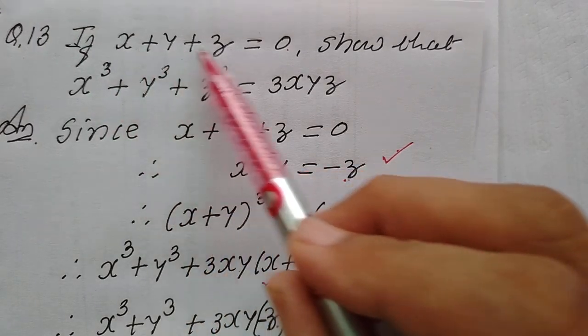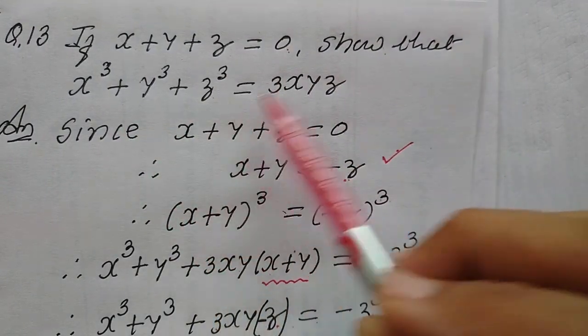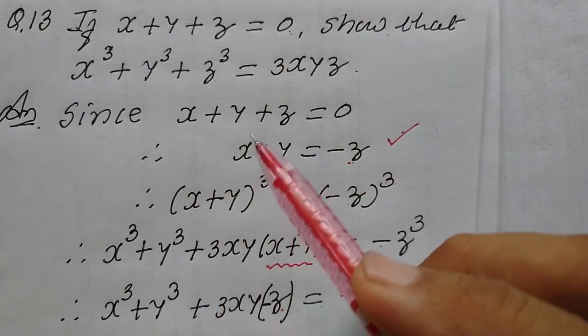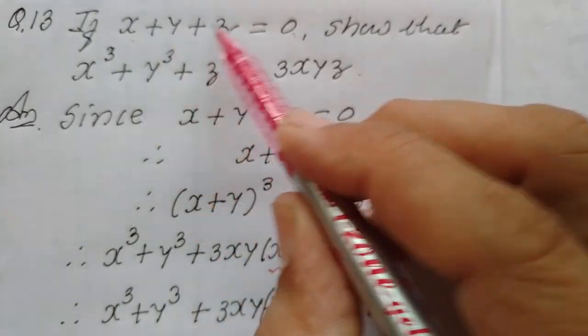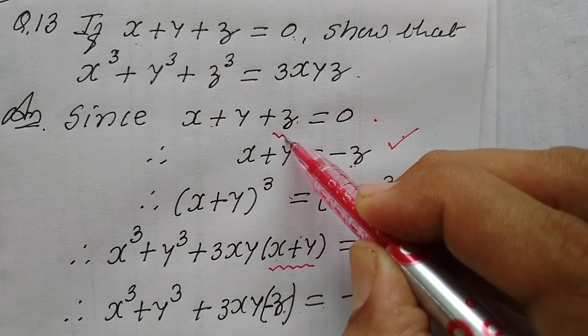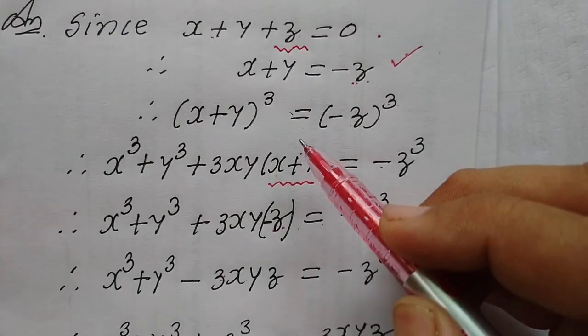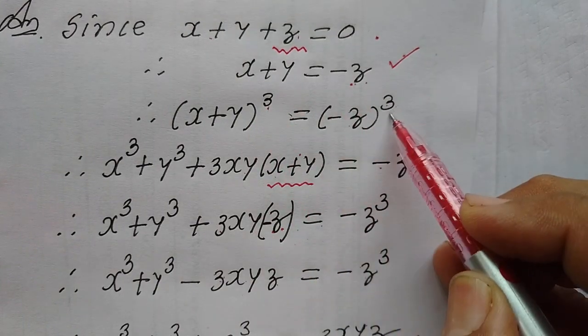Question 13. If x plus y plus z equals 0, show that x cube plus y cube plus z cube equals 3xyz. Now children, we start this way. x plus y plus z equals 0. This is the starting step. Bring this z to this side, so x plus y equals minus z. Now children, take the cube on both sides.